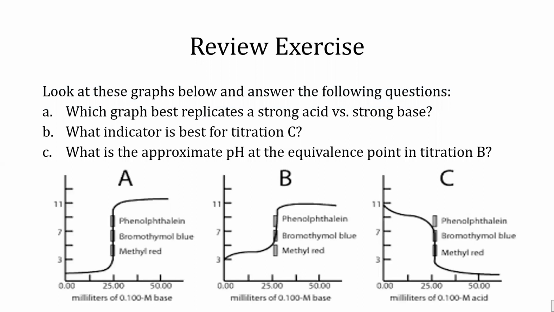Here is a review exercise for you to work on. Look at these graphs below and answer the following questions. A. Which graph best replicates a strong acid versus strong base? B. What indicator is best for titration C? C. What is the approximate pH at the equivalence point in titration B?